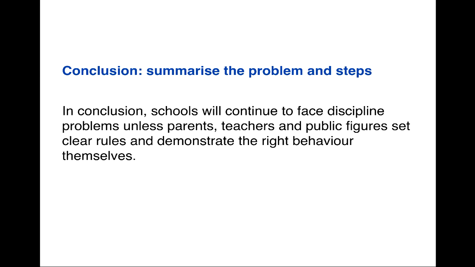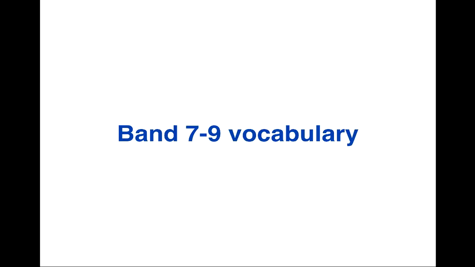The parents, teachers, and this time we've said public figures instead of famous people. That's nice vocabulary. Set rules and demonstrate the right behaviour. That's the end of the essay. We've finished the 4 paragraphs. Let's quickly check the Band 7 to 9 vocabulary from that essay.